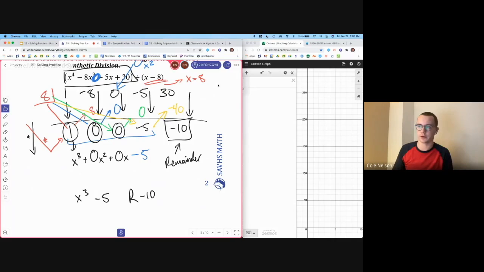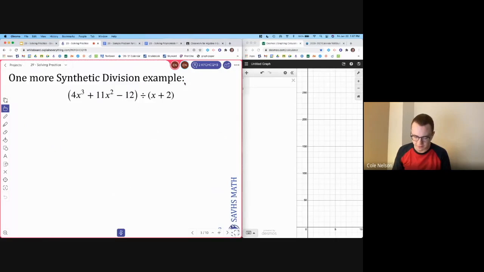And remember, if you were curious about why we care about remainders, if you put in 8 for x into this polynomial, you will get -10 out. That's the remainder theorem. That's a little bit from last week, I realized, or I guess earlier this week. But yeah, that's the remainder theorem. And that's synthetic division. Okay, let's just do one more synthetic division example. This one we should not get a remainder out, but we'll see.